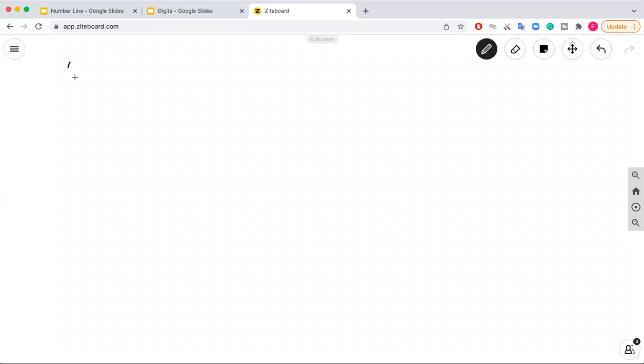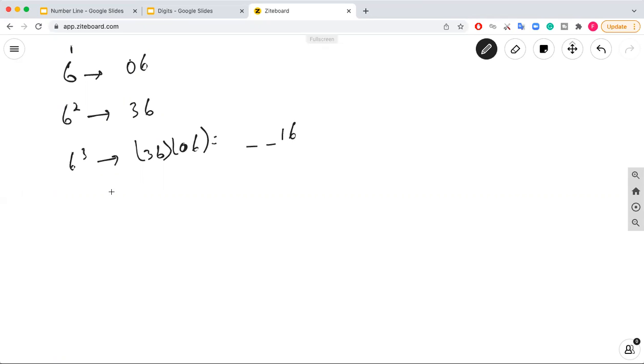Now the second one is for 6. What is 6 power 1? We are considering the tens digit, right? So we will write this as 06. What is 6 power 2? That is 36. What is 6 power 3? That is 36 into 06. What's the answer? This will end with 16. 6 power 4 is 16 into 06, and this will end with 96. Next one is 76, 56, 36.